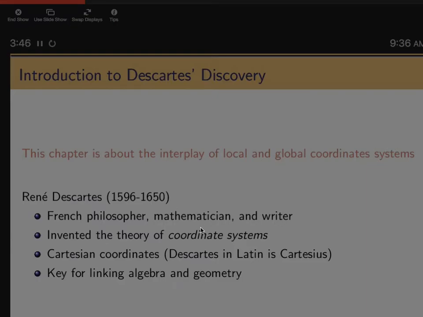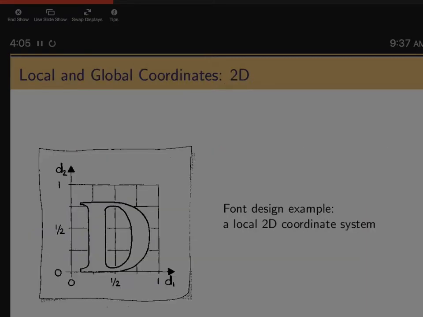So the idea, as I said, is Cartesian coordinates, which comes from Descartes, in Latin Cartesius. The language of math and science back then was still Latin, so things got translated. Coordinate systems are what link algebra and geometry, and we'll be playing with those a lot this semester.